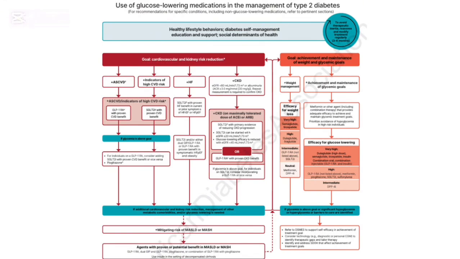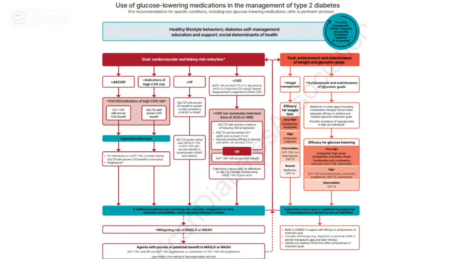The chart further classifies medications according to glucose-lowering efficacy. Agents such as high-dose dulaglutide, semaglutide, tirzepatide, insulin combinations, and injectable GLP-1 receptor agonist combinations are considered highly effective for lowering HbA1c. Intermediate efficacy is observed with DPP-4 inhibitors, while metformin remains a foundational therapy because of its effectiveness, safety profile, low hypoglycemia risk, and affordability.